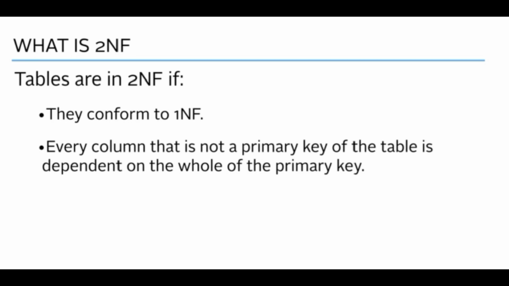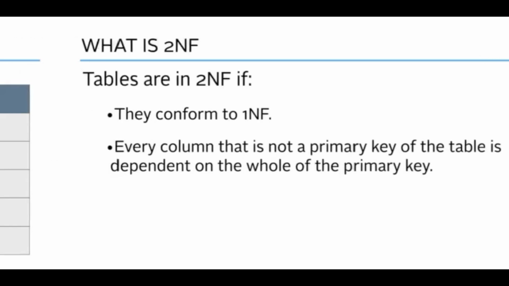We want to make sure every column that is not a primary key of the table is dependent on the whole of the primary key. And by the whole of the primary key, we mean every column that makes up that primary key. I've already mentioned that we can have multiple columns combined together to make a primary key, and any column that's not a primary key must depend on the whole of this primary key. So now let's look at an example.